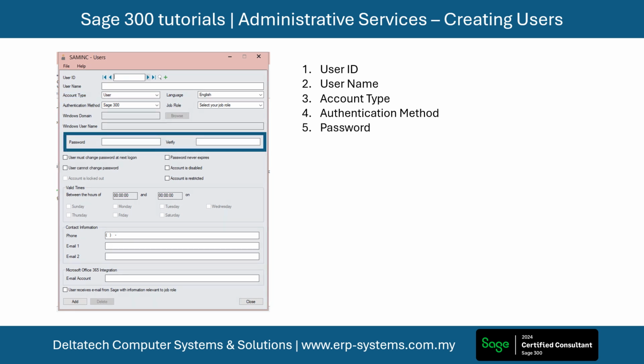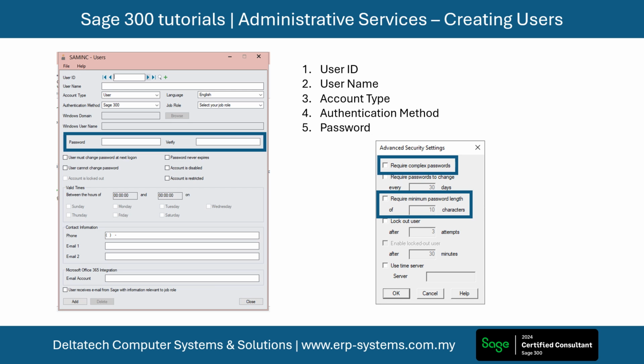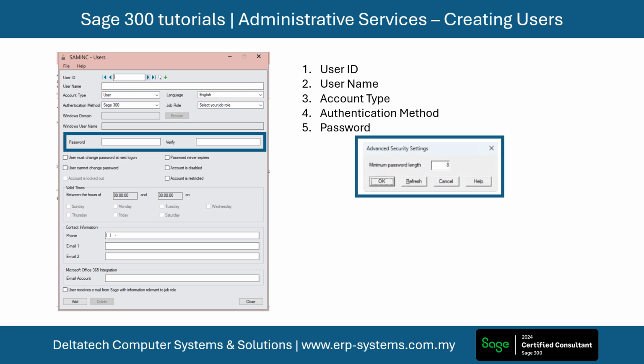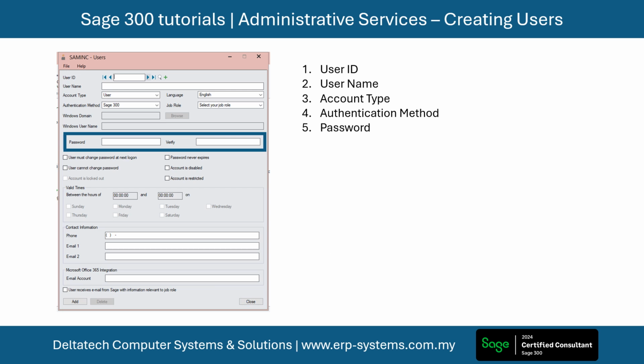Create and verify the user's password. The length and complexity of the password will depend on the options specified in Advanced Security Settings in Sage 300 Database Setup. These options were removed, and from Sage 300 2024, the minimum password length is 8, and the password must contain at least 1 uppercase letter, 1 lowercase letter, 1 number, and 1 special character. As the administrator, you would also use this option to reset a user's password if needed.